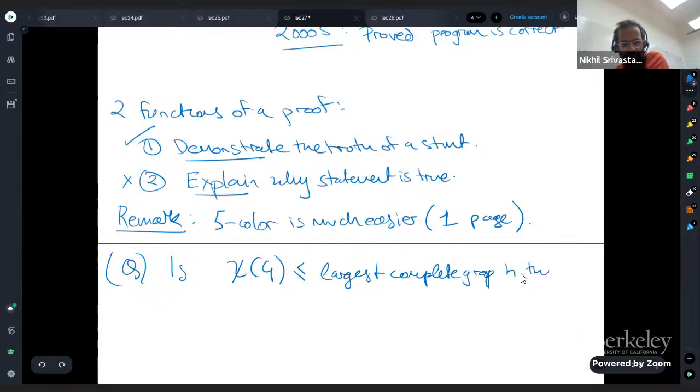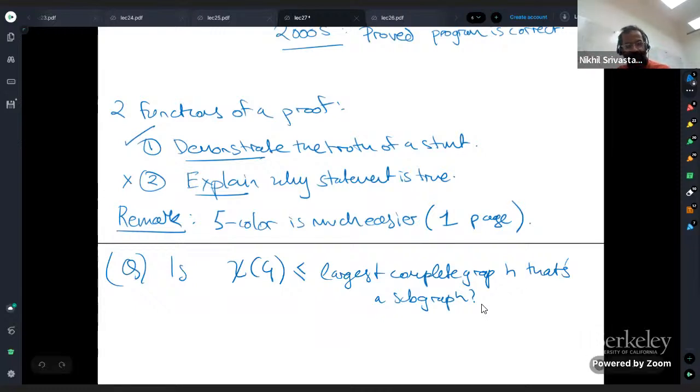That's a subgraph. So it's a great conjecture. It's not true. But, let me try to think if I know of a simple counterexample. Basically, there are examples of graphs that don't contain any triangles whose chromatic number is as large as you want. So this is a very good conjecture, but it turns out to be false.